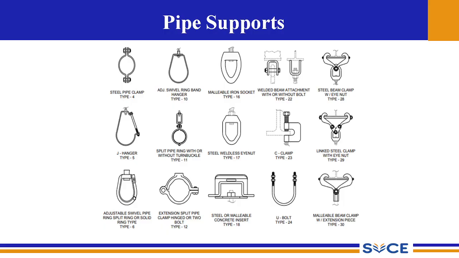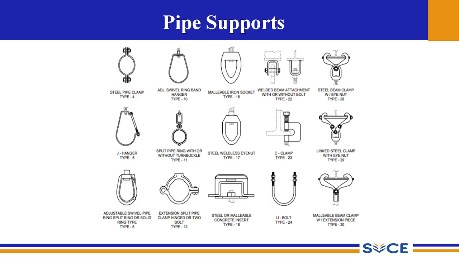So the malleable iron socket is a device for attaching threaded rods of various types to building attachments. So this is an iron socket which provides the various threaded rod attachments in the case of attaching the pipeline to building structures.